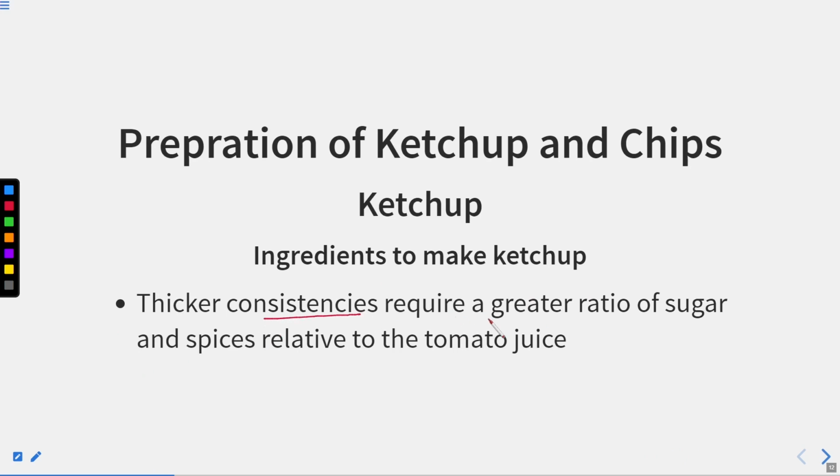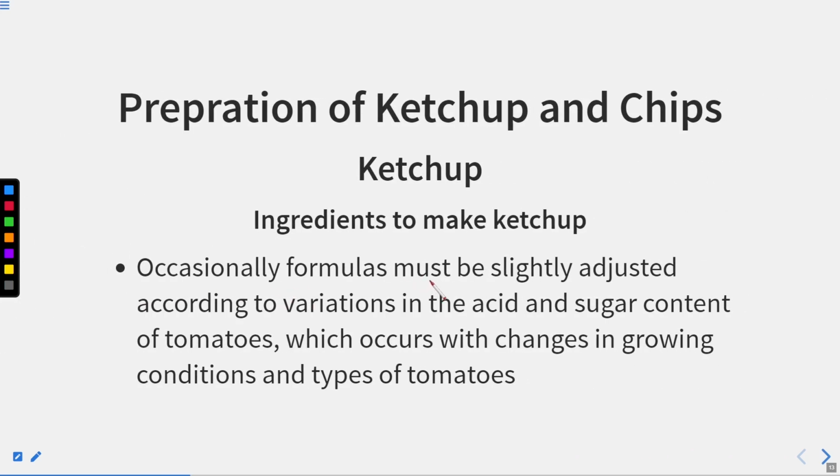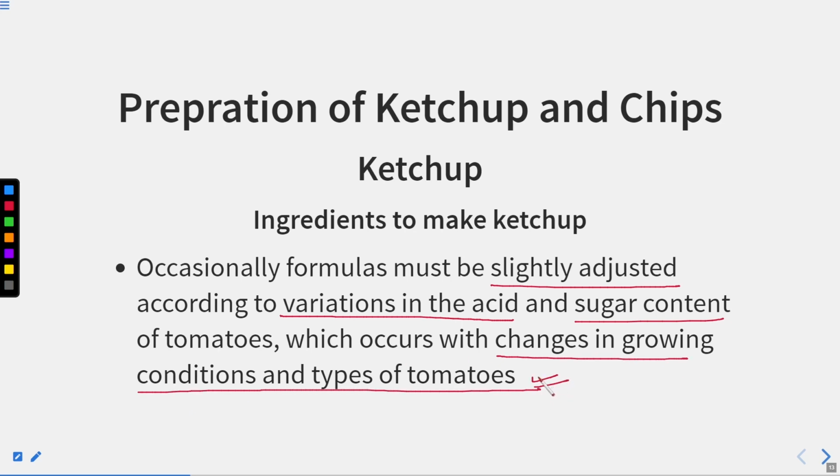A thicker consistency requires a greater ratio of sugar and spices relative to the tomato juice. So once the tomato juice is taken out, we add sugar, we add the spices, right? And that provides the thicker consistency to the tomato ketchup. Occasionally, the formula must be slightly adjusted according to the variations in the acid and sugar content of tomatoes, which occur with changes in growing conditions and the type of tomato. So, according to the type of tomato we are using, our acid and sugar content increase or reduce, right? So this is the formula that the different brands are using to make the ketchup.